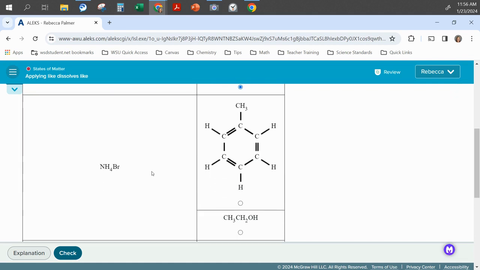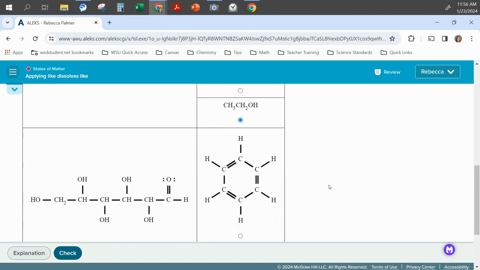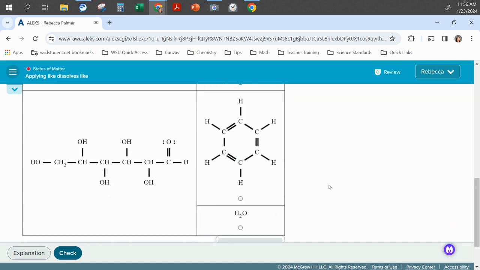Okay, next one. Oh, look, we have another exception. This is ammonium bromide. Bromide is ionic, even though there's no metals. So we're looking for an ionic compound. We're looking for a polar molecule. So this is going to be the best molecule because it has OH groups. That's going to make one side negative and one side positive. Ethanol.